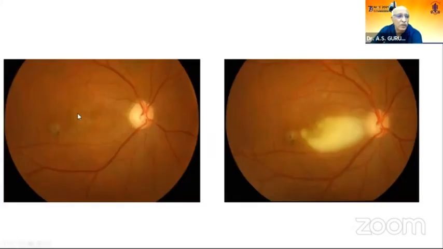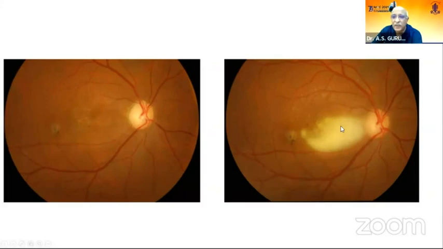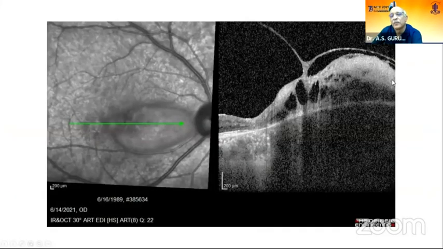This was actually a toxoplasmosis patient who had scars here and there and came back after an attack of COVID with this. And on the OCT, we found that there was this little hemorrhage here, preretinal hemorrhage, probably related to COVID.